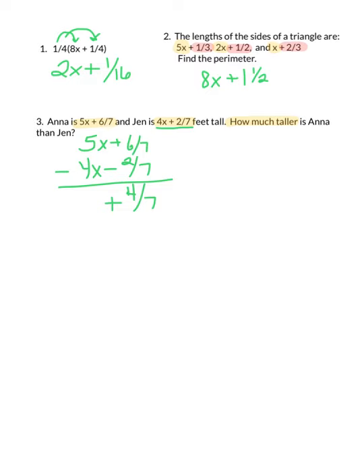5x minus 4x is 1x, so that would just be x. So Anna is x plus 4/7 feet taller, and we can label our answer.